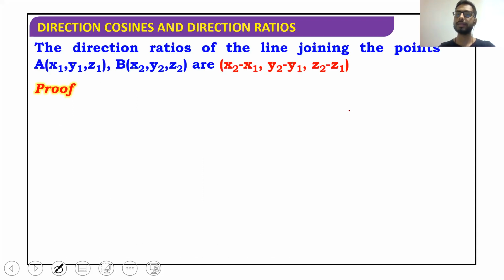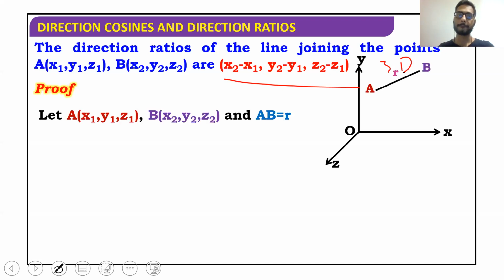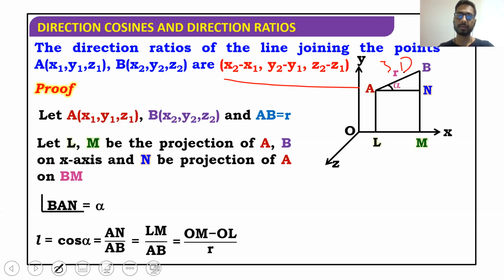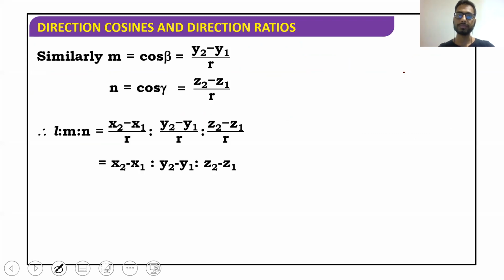You can also get direction ratios if you have 2 points from this formula, x2 minus x1, y2 minus y1, and z2 minus z1. We have already seen this formula when we were solving few questions in 3D geometry. So we'll skip the theorem for now.